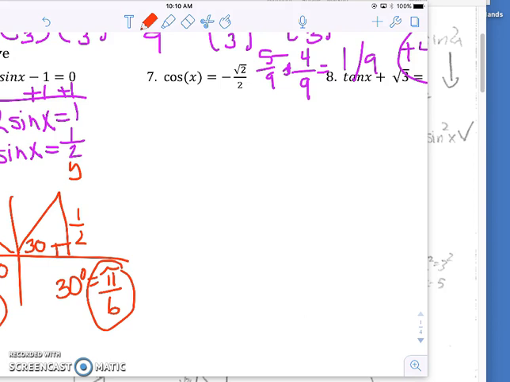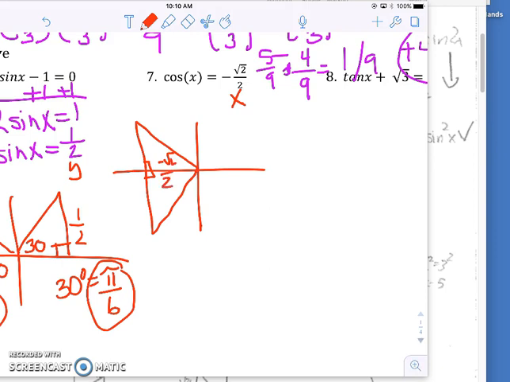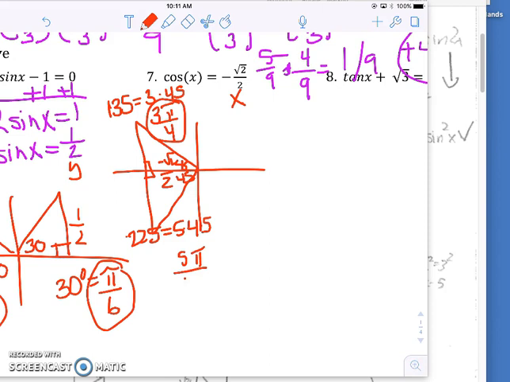So the second one, it's already solved for the cosine, and cosine is negative, and cosine is our x. So x is negative in these quadrants. So we have negative root 2 over 2. Well, we know those are 45s. So 45, so this would be 135, which is 3 times 45. So that's 3 pi over 4. This would be, let's see, 180, 225, which is 5 times 45. So we have 5 pi over 4.